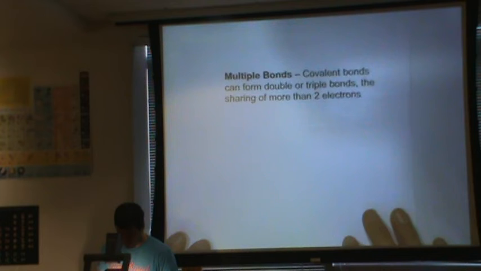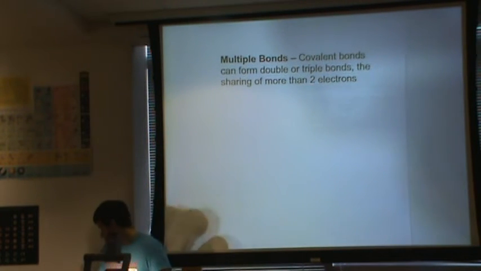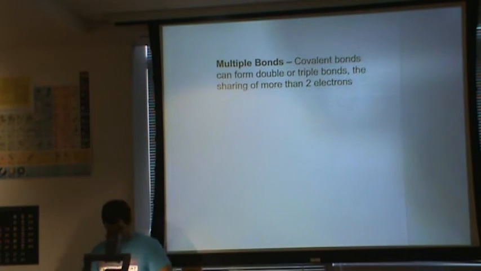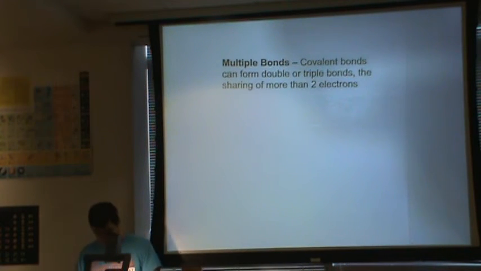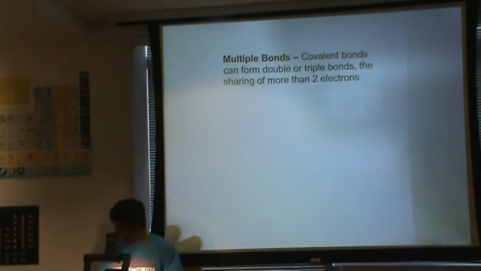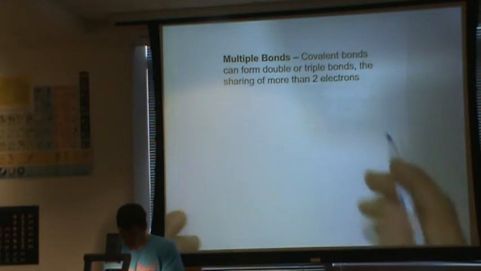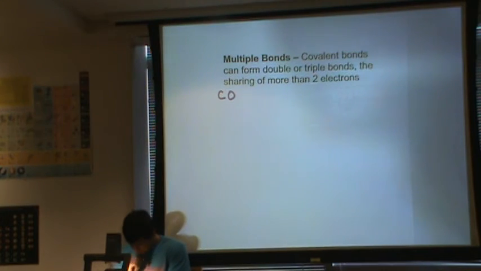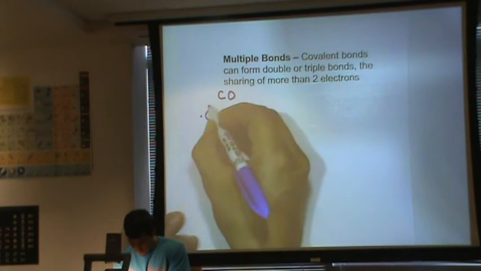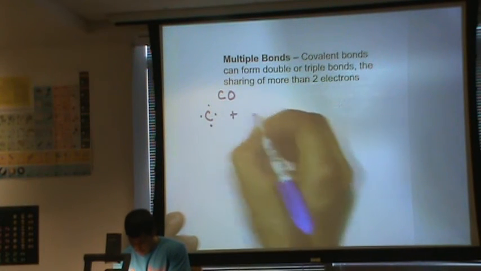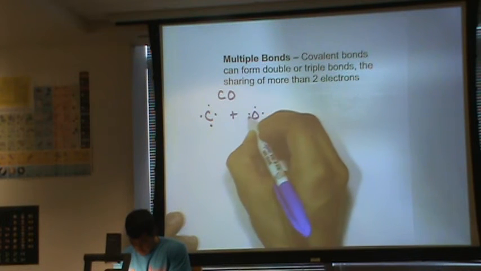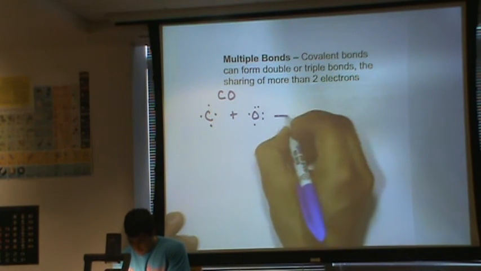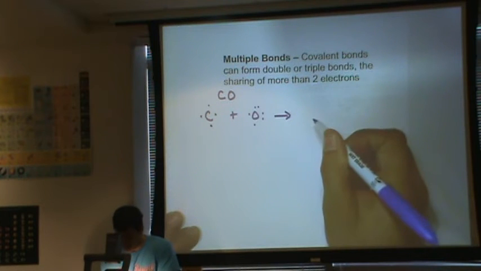We also have, finally, we can talk about multiple bonds. Multiple bonds are covalent bonds that can form double or triple bonds, the sharing of more than 2 electrons. So let's do carbon monoxide here. Carbon has 4 electrons on its own. Oxygen has 6. And if we put these two together, we can form a double bond.